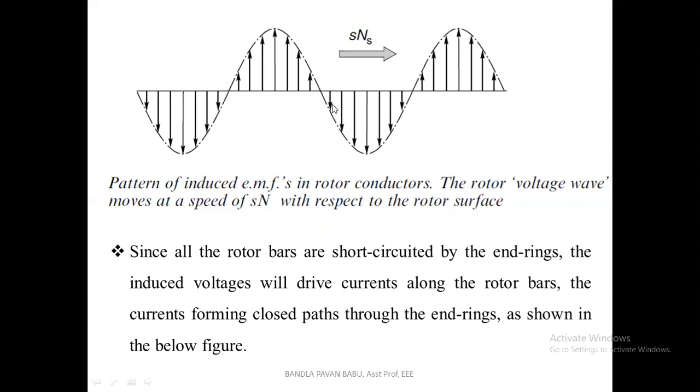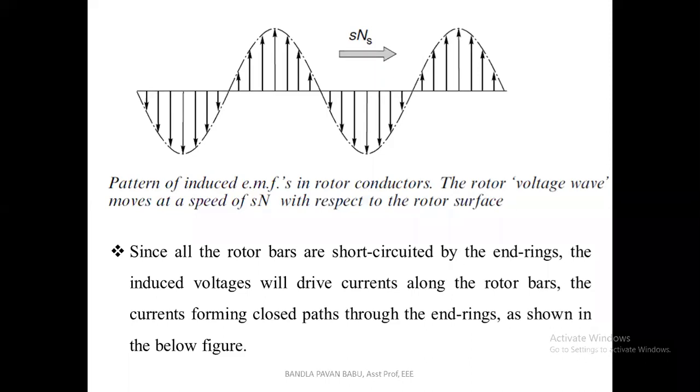So once again, I'm alerting you, the frequency of the induced EMF in the rotor will be the same as the supply frequency. Whereas the rotor current frequency may be different. Okay, definitely it will be different.